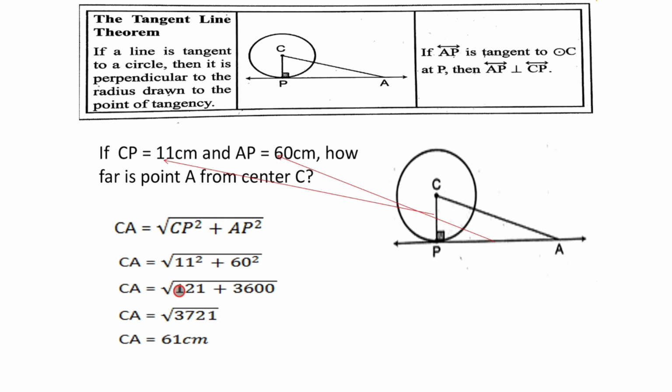Given natin that CP is 11, kaya meron tayo dito 11 squared. Then, your AP is 60, so 60 squared. 11 squared is 121 and 60 squared is 3,600. Add this, 121 plus 3,600, magkakaroon tayo ng 3,721. Then, taking the square root of 3,721, CA is 61 cm. So, yun yung layo ng letter A hanggang kay letter C. That is 61 cm.